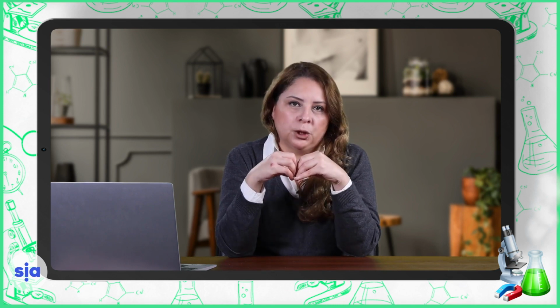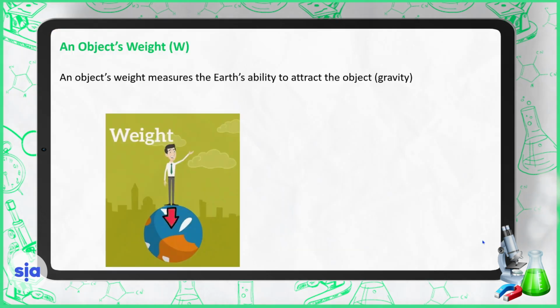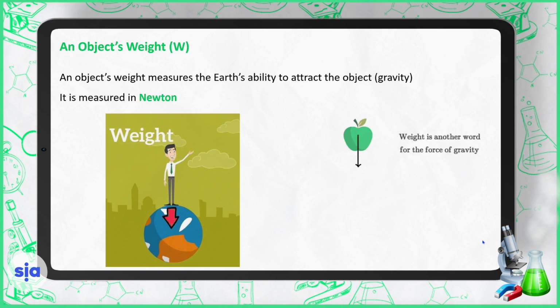Weight is not mass. Mass is the amount of matter in an object. But weight is the force of attraction, the pull of Earth. An object's weight measures the Earth's ability to attract the object. We call it gravity, and it is measured in Newton. Weight is another word for the force of gravity.